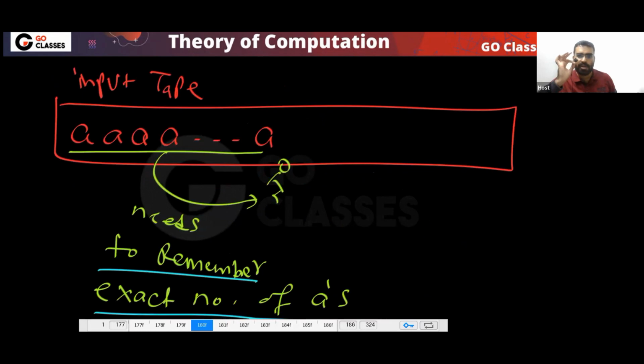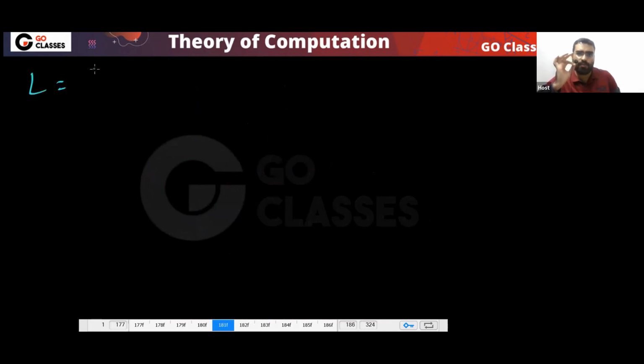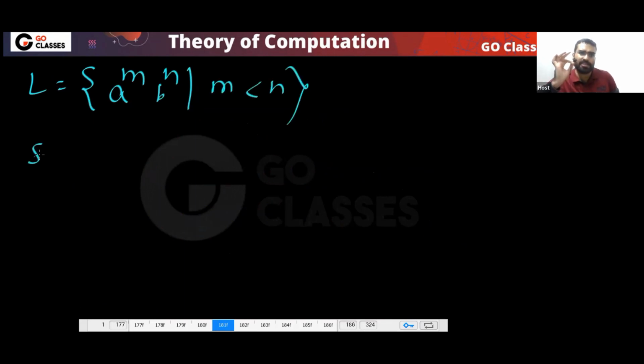So this is non-regular. Now, what is the set S for this language? A power M, B power N, where M is less than N. Again, this set S will work. This set S, A power N. This set will work, correct? Yes or no? What will happen in this set?